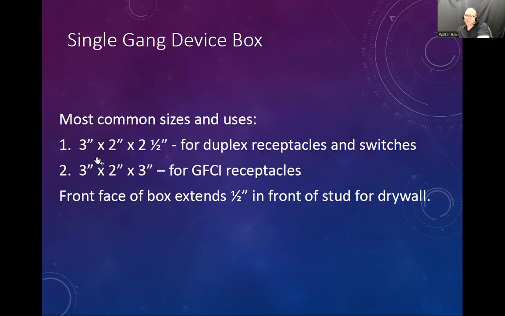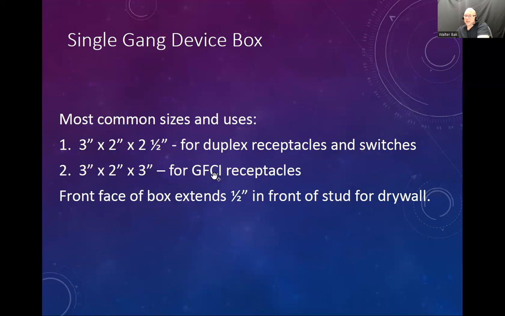So that's why these are the most common sizes. If it's just a regular duplex receptacle, it's okay to use a box that has less volume, because 2.5 inches is less deep than the 3-inch box, right? Still, we get a single gang box. The single gang box, that 2 inches, means single gang. We will go to that as we go along with these slides.